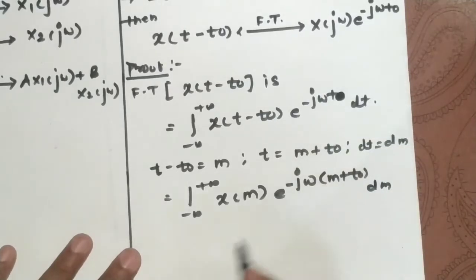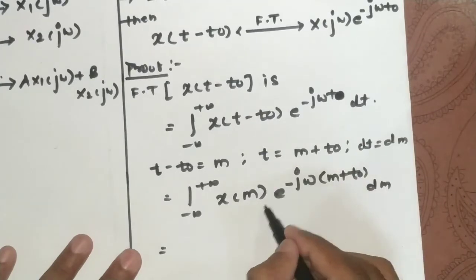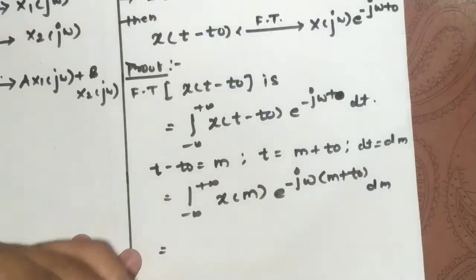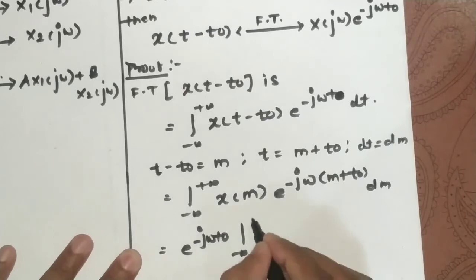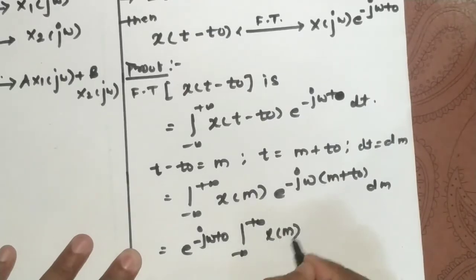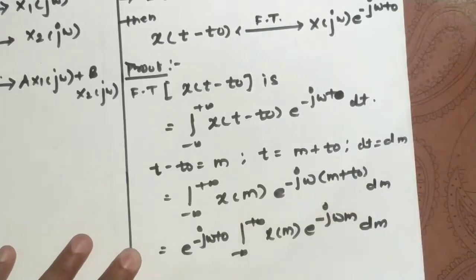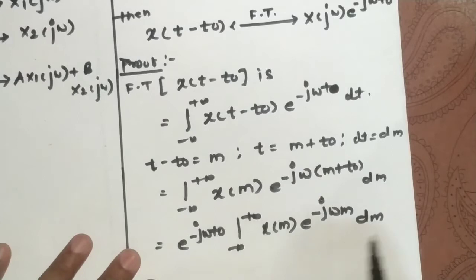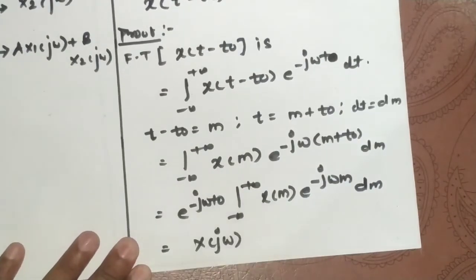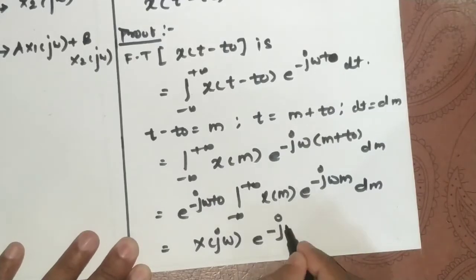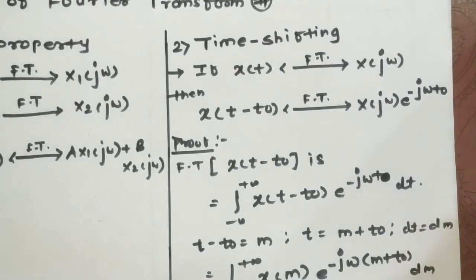Now when I split this exponential term, we'll get the constant term, e raised to minus j omega m into e raised to minus j omega t naught. I am taking e raised to minus j omega t naught outside the integration, this is integral of x of m e raised to minus j omega m into dm. We know this is the formula for the Fourier transform, so our equation holds X of j omega into e raised to minus j omega t naught. So this is known as the time shifting property.